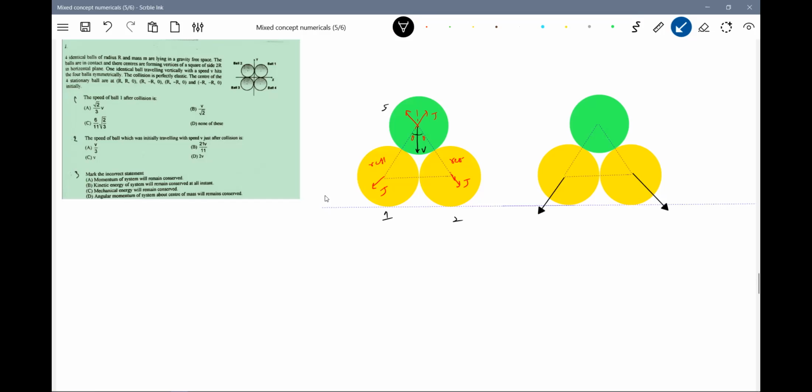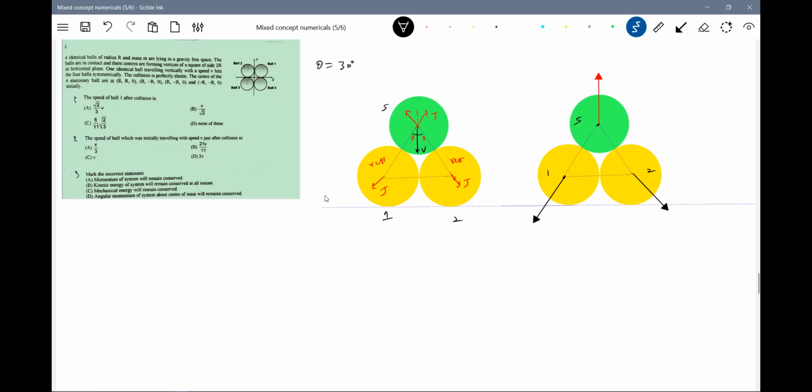This ball will move in the direction of this. And this ball, we are saying that it will rebound. Let's assume that. So there's a ball 1, ball 5, there's a ball 1, there's a ball 2. What is theta? 30 degrees. It should be, because all are symmetric, identical balls. So theta must be 30 degrees.